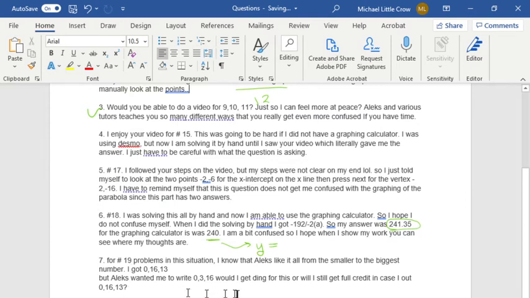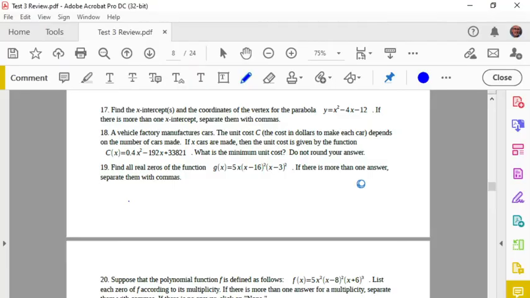I got 0, 16, 13, but Alex wanted me to write 0, 3, and 16. Would I get dinged for this, or would I still get credit? So let's look at number 19. You find all the real zeros, and I guess there's not a 13 here. Let's go ahead and copy this one.